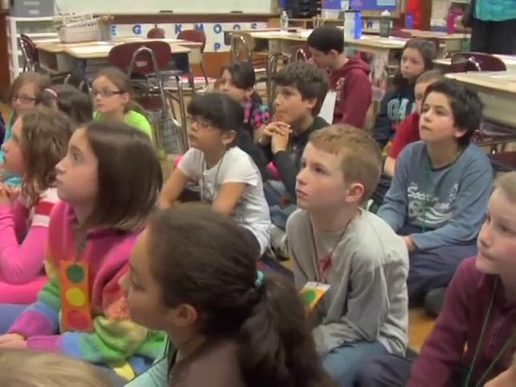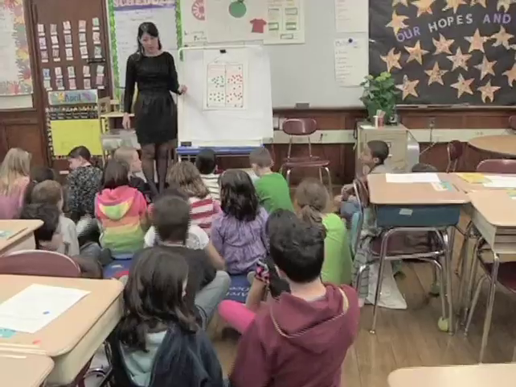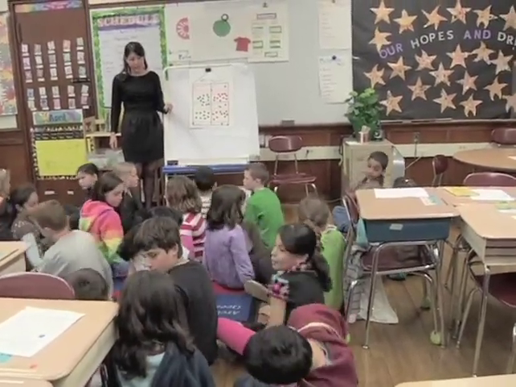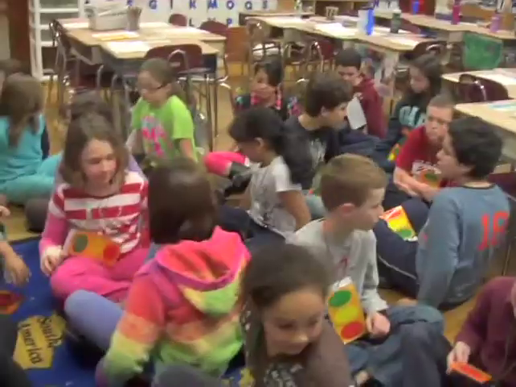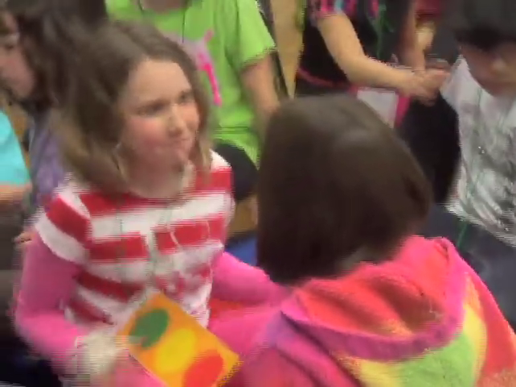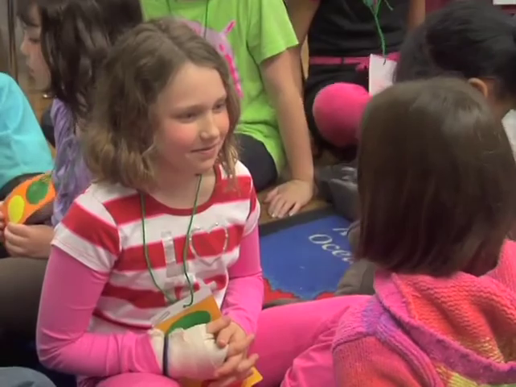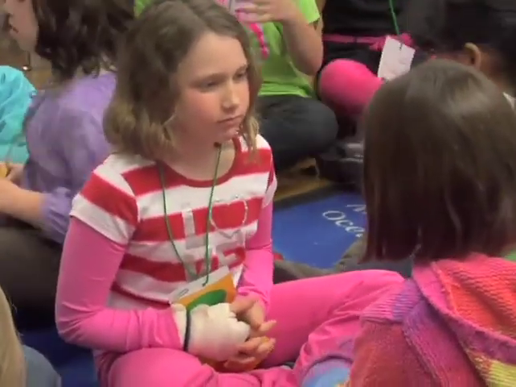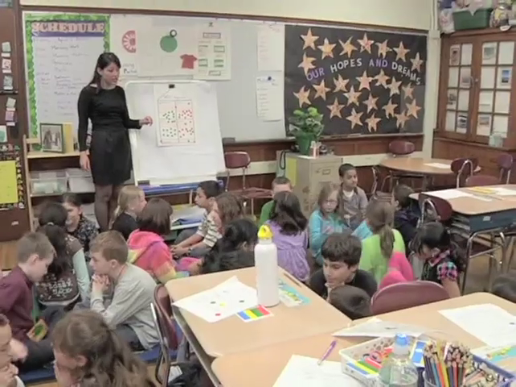So, turn and whisper talk to a partner. Let me just make sure everyone has a partner and I'll tell you the question. Get knee to knee, eye to eye. Good, a lot of kids are really close so that they can have a good conversation and they can hear each other.